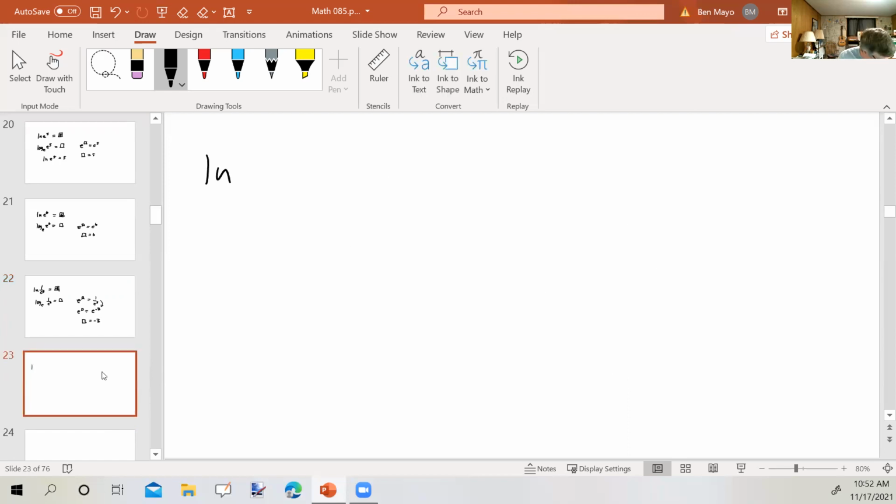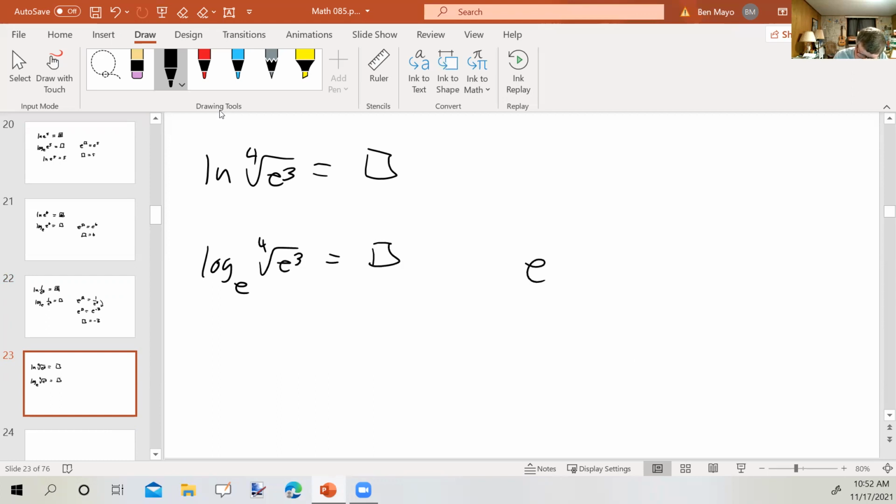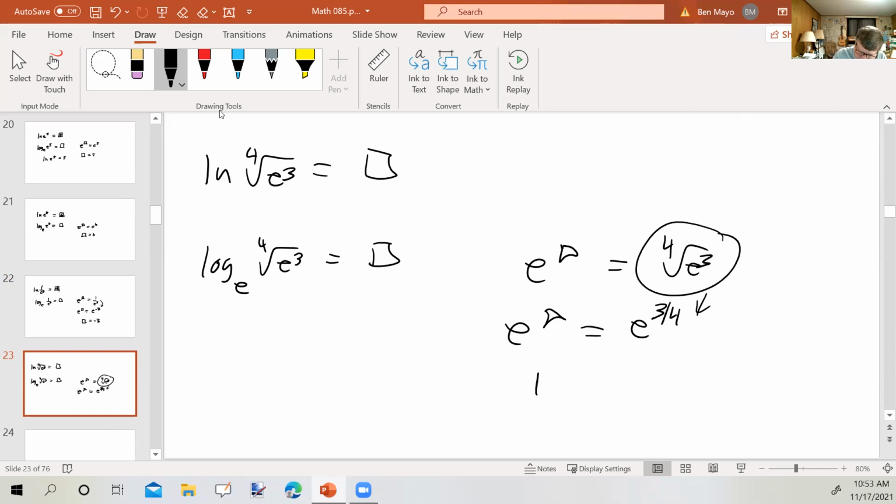And how about this one? The natural log of the fourth root of e cubed. Well, that's equal to something. We don't know what yet. So log base e of the fourth root of e cubed equals box. e to the box equals the fourth root of e cubed. e to the box equals e to the 3/4 power, right? I can convert that into 3/4 for the exponent, so the box equals 3/4. Any questions there? All righty.